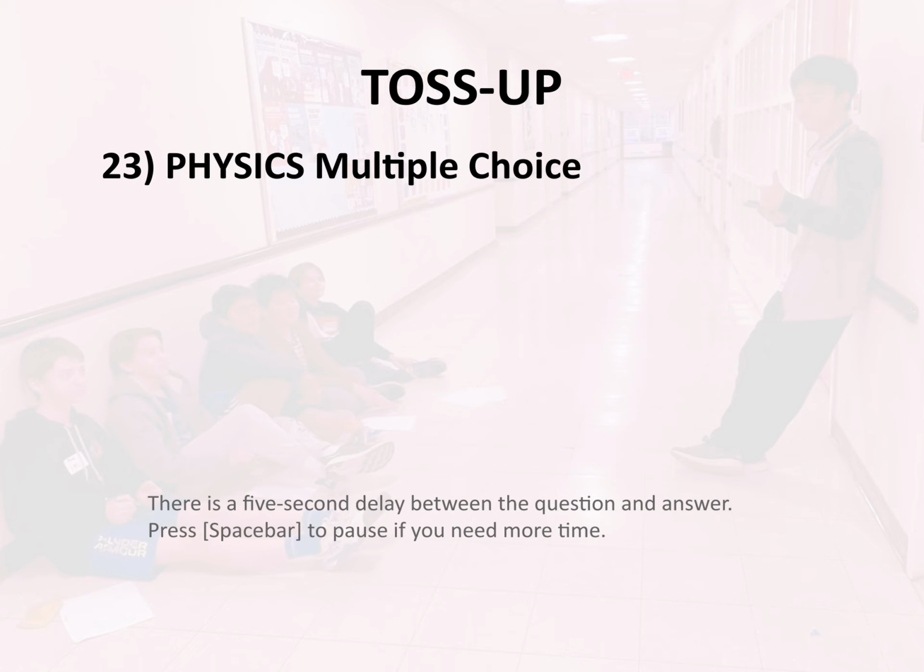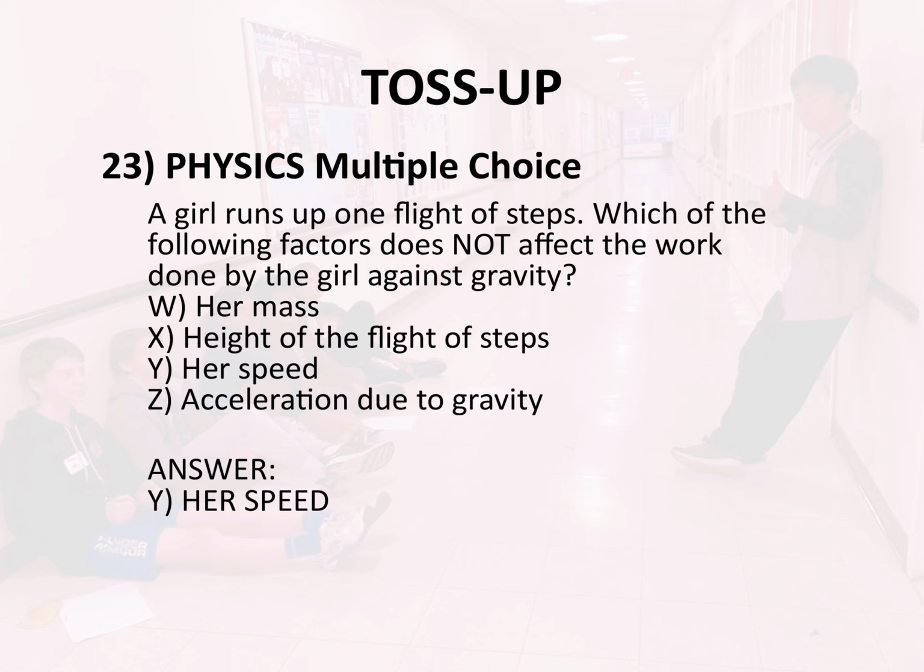Toss-up 23. Physics. Multiple choice. A girl runs up one flight of steps. Which of the following factors does not affect the work done by the girl against gravity? W. Her mass. X. Height of the flight of steps. Y. Her speed. Z. Acceleration due to gravity. Answer: Y. Her speed.